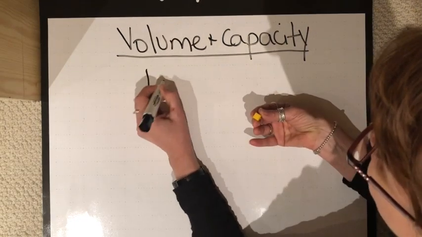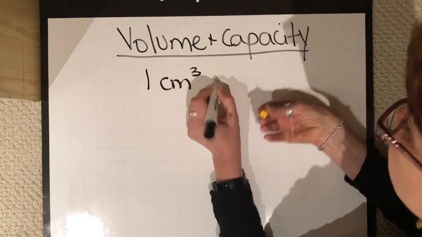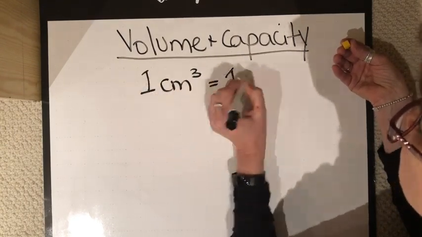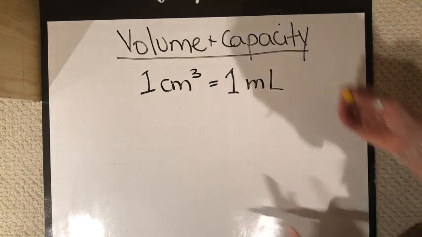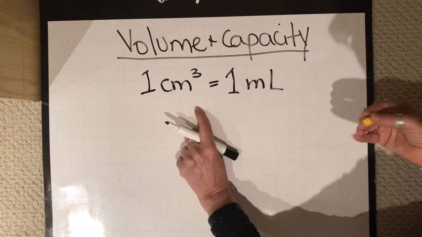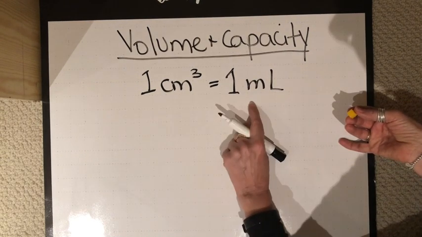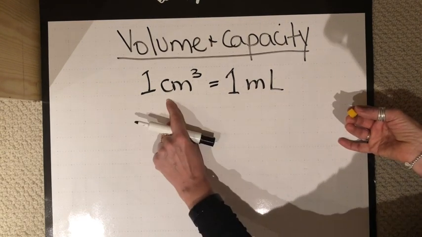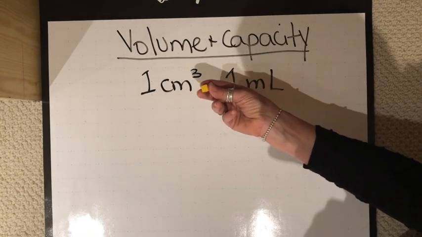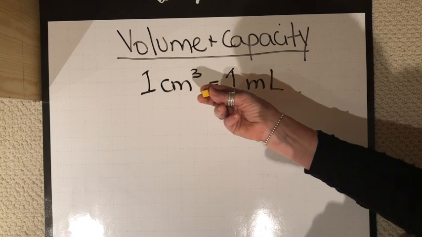So the relationship is 1 centimeter cubed is equal to 1 milliliter. Now this is going to be very, very important because it's the only time that we can switch between volume and capacity, or between capacity and volume. We always have to bring it down to this tiny little cube. It's the only place where we can switch between the two.